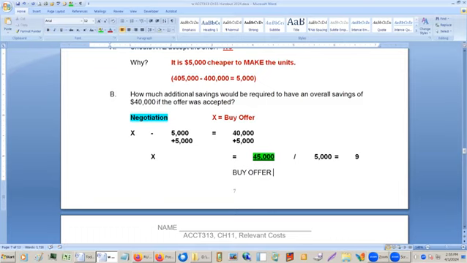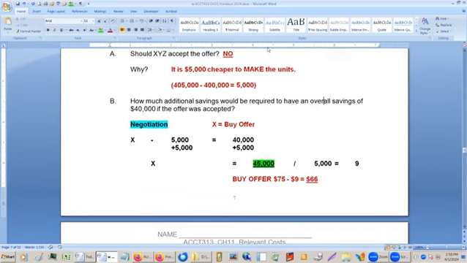All right, so this would be the buy offer of $75 minus $9 equals what, 66? You may want to check that. You guys already know that, but yeah. So you come back and say no, but if you can sell them to us for $66, we'll do it. We can't pay 75, but if you can knock it down to 66, we'll do it.